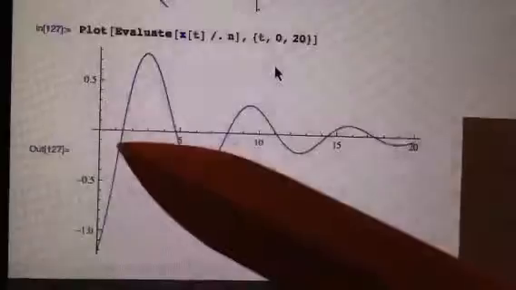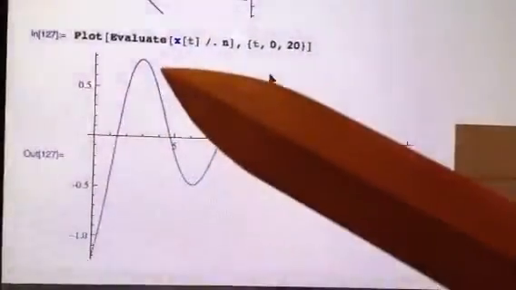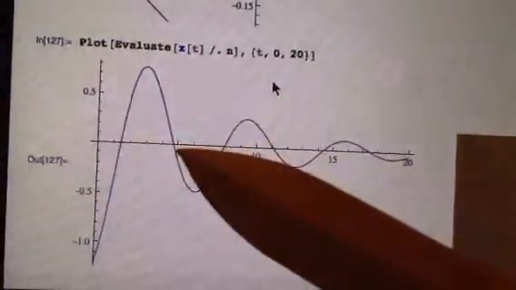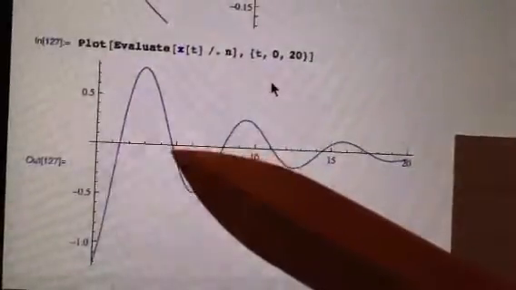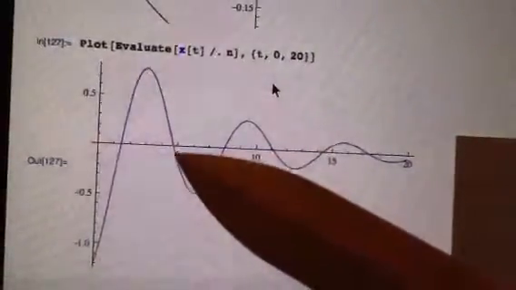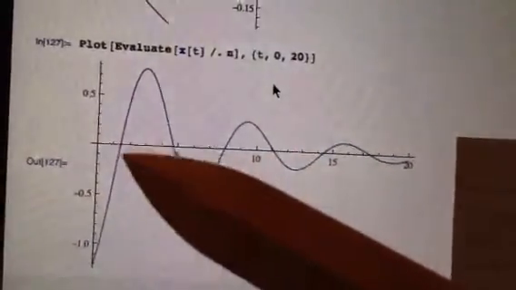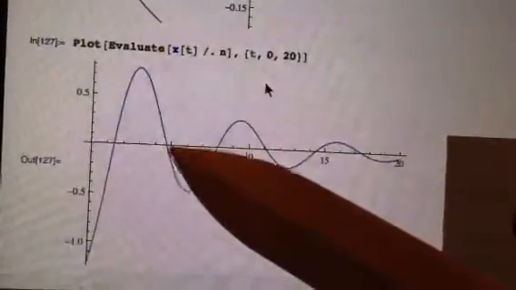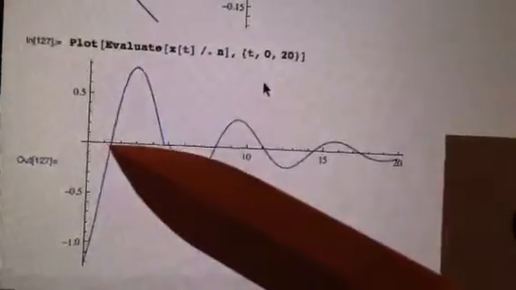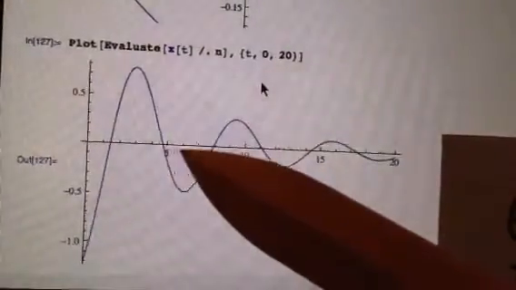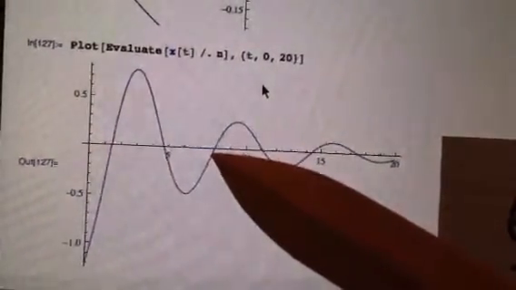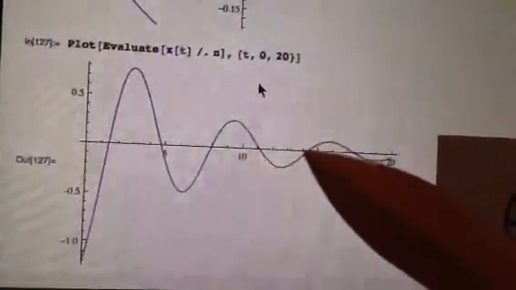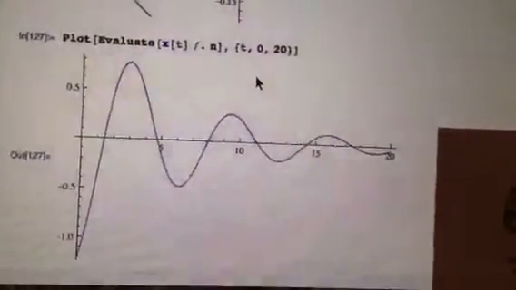and the second time it passes the equilibrium position would be around this time, 5. So this is the first time that x is 0. This is the second time that x is 0. These are the times that the pendulum passes the equilibrium position.